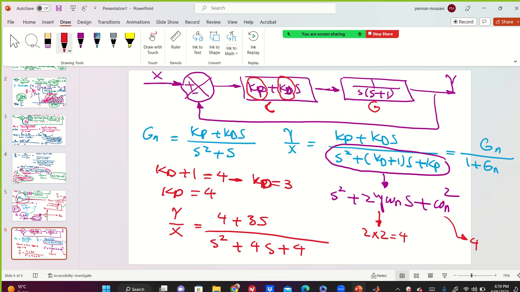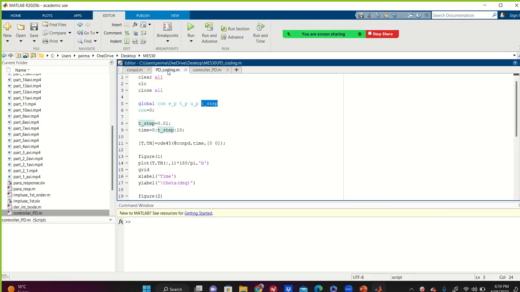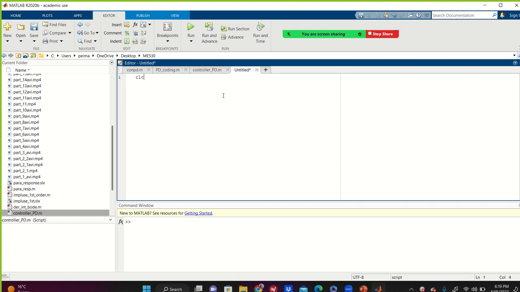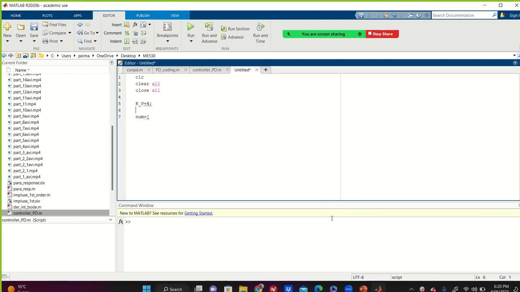So if I didn't make any numerical mistake, let me model it in MATLAB, if you let me. I'm gonna say clear all, close all. I'm gonna say num is equal to... I set KP equals to how much? 4, and the KD equals to 3.